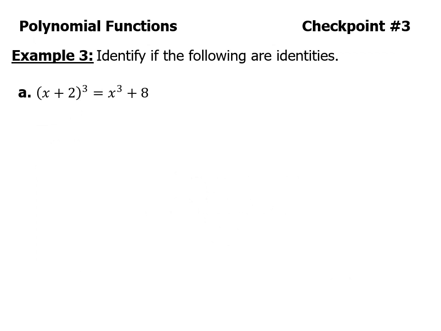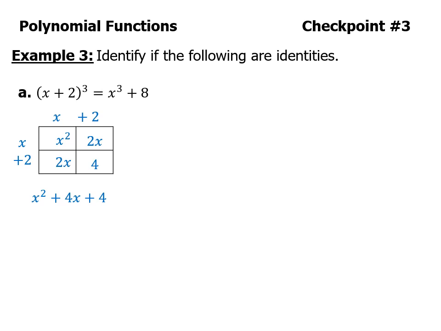Example 3, identify if the following are identities. So we need to simplify the left side to see if we can get it to equal the right side. So x plus 2 to the third means x plus 2 times x plus 2. So x squared, 2x, 2x, 4, so x squared plus 4x plus 4.